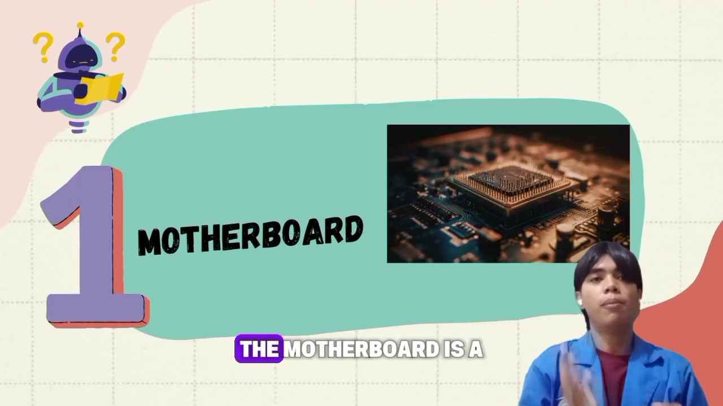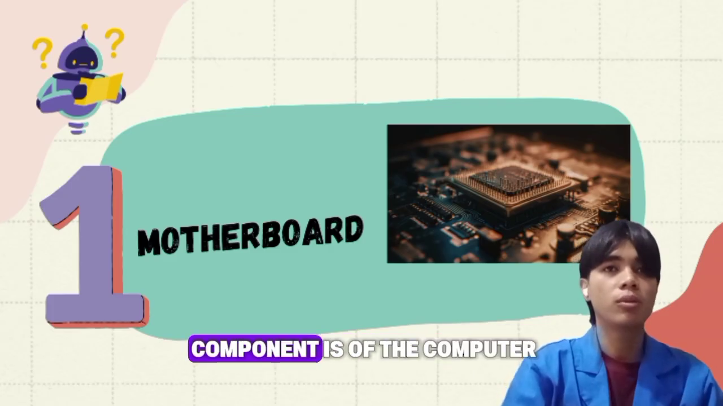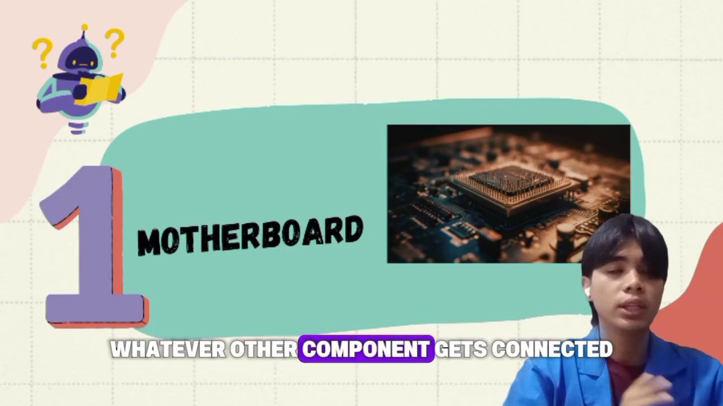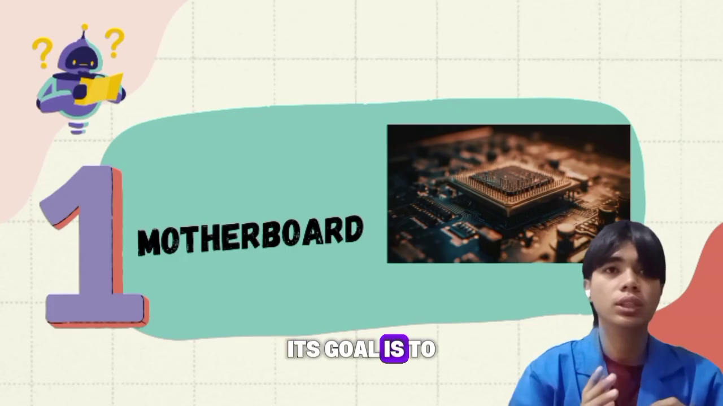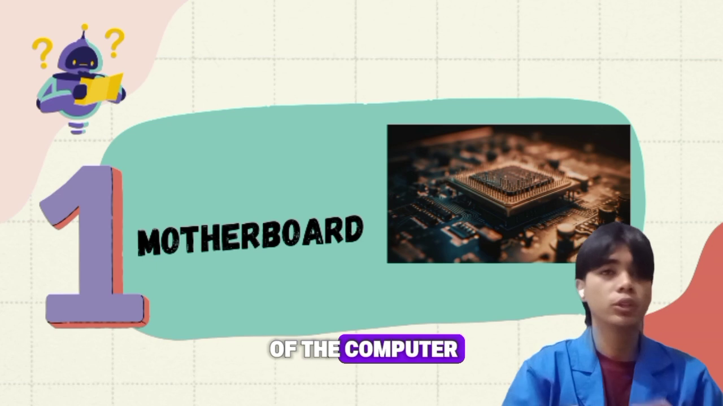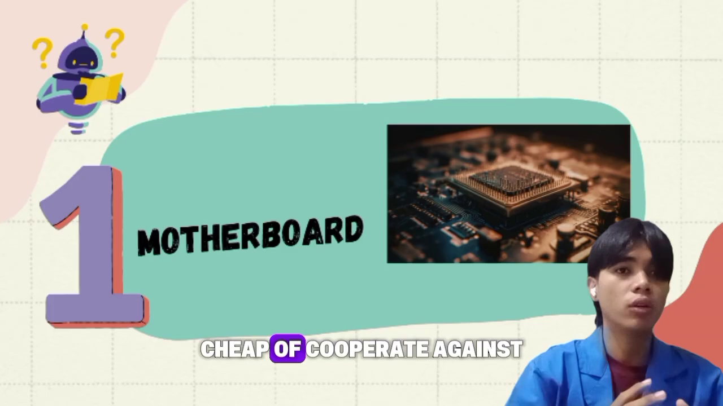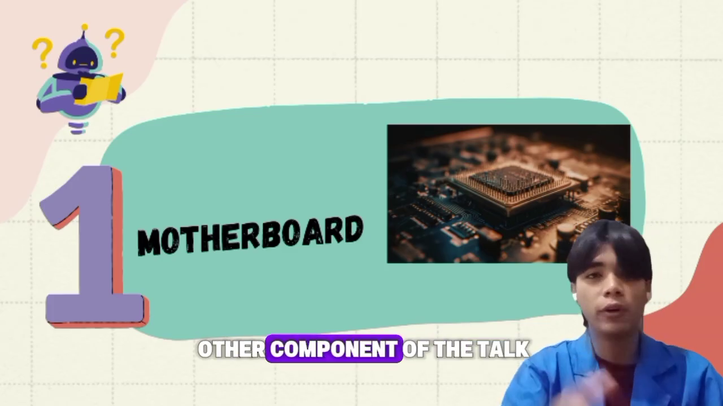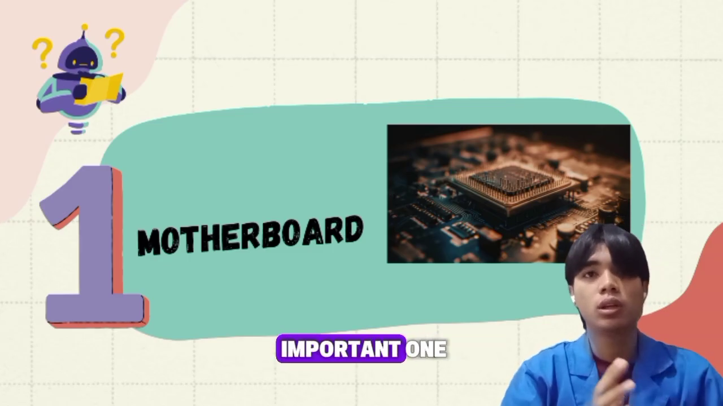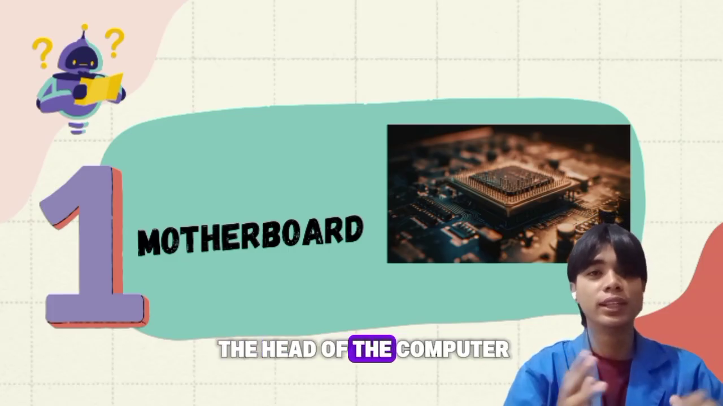Motherboard. The motherboard is the wide and flat circuit board, and it's the main component of the computer. Every other component gets connected to it. Its goal is to make the different parts of the computer communicate with each other. Overall, it's arguably the most important one. It can be considered the head of the computer.